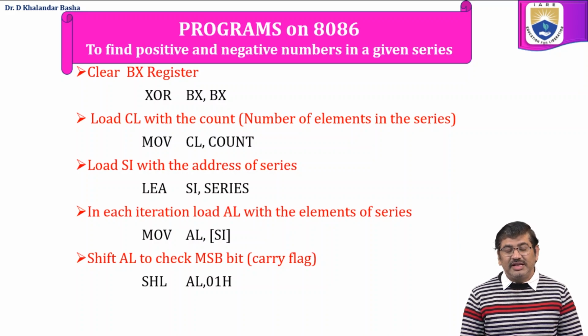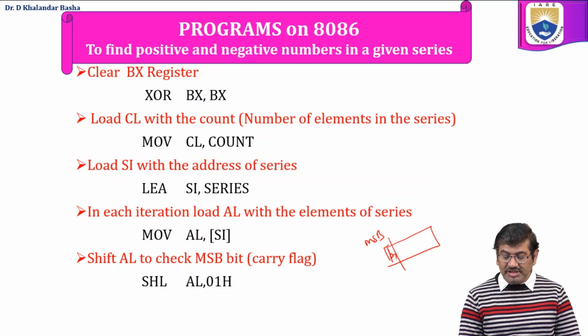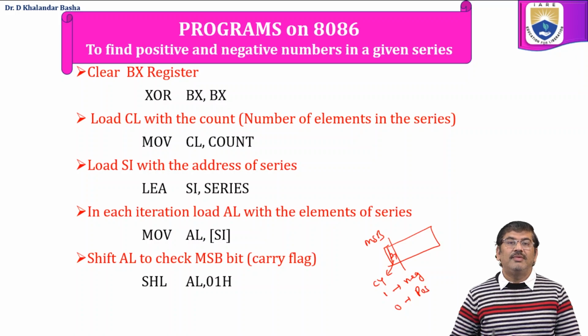Once the data is in the AL register, we want to check the MSB. For checking the MSB, we shift the contents towards the left side by 1 bit. When we shift, the MSB bit, that is B7, will be loaded into the carry flag. Carry flag equal to 1 indicates the given number is a negative number. If it is 0, it indicates the given number is a positive number. So after shifting the contents of the AL register left by 1 bit, we check the carry flag value.